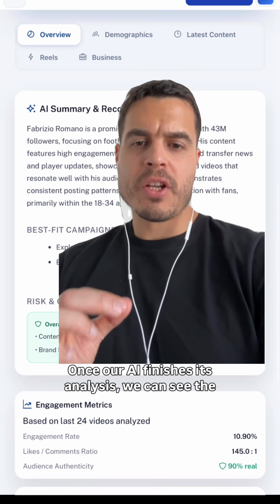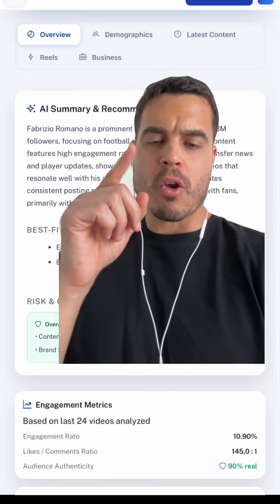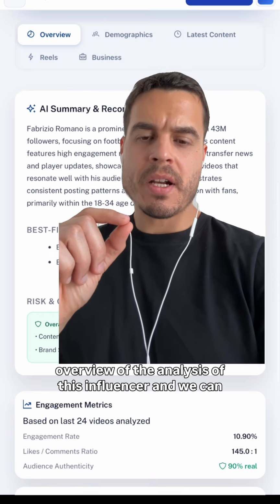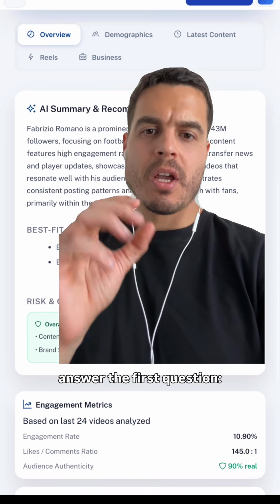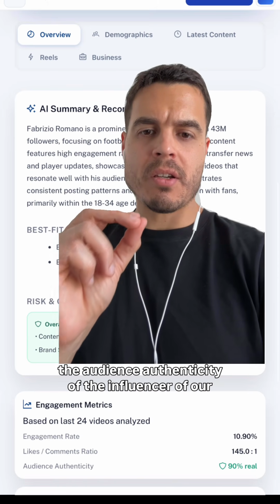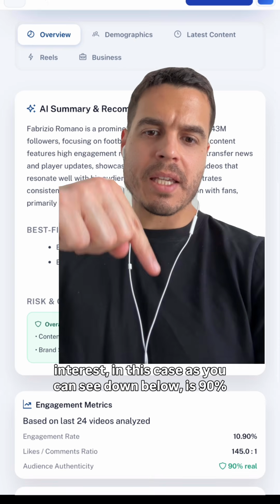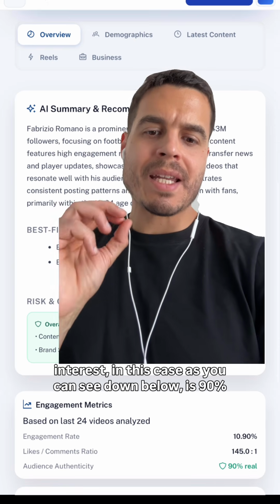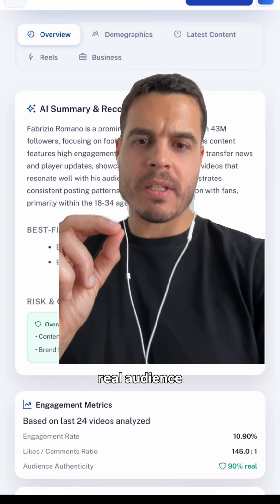Once our AI finishes its analysis, we can see the overview of the analysis of this influencer, and we can answer the first question: the audience authenticity of the influencer of our interest. In this case, as you can see down below, is 90% real audience.